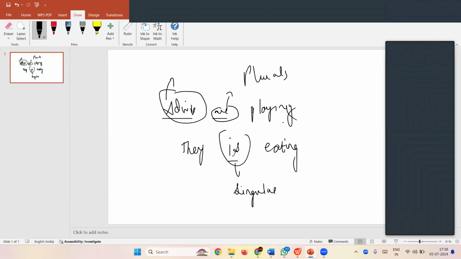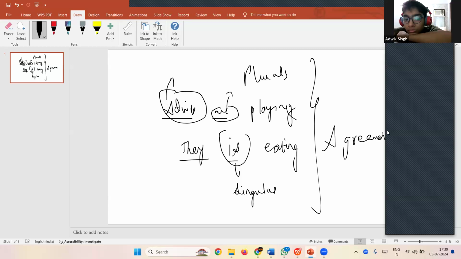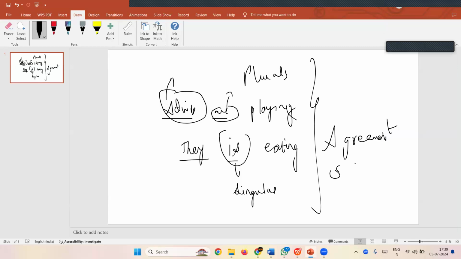Advik are playing is a wrong sentence because Advik is singular. When the subject is singular, your verb must also be singular. When the subject is plural, your verb will also be plural. So what is this called? Can I say there is an agreement between the subject and the verb? There is an agreement between subject and verb.